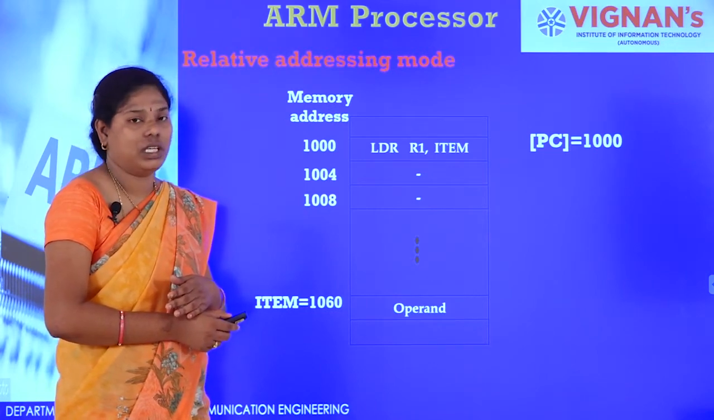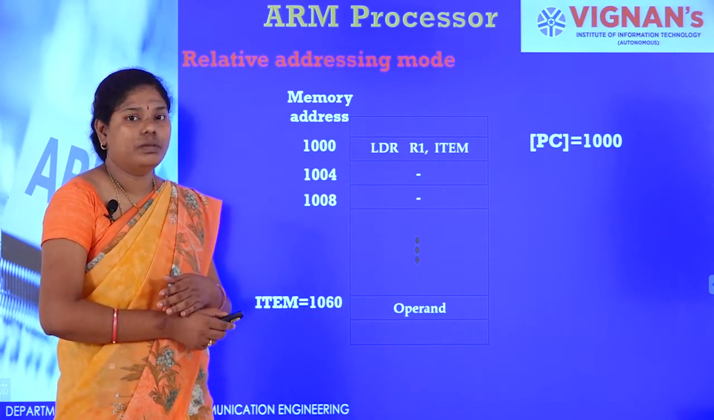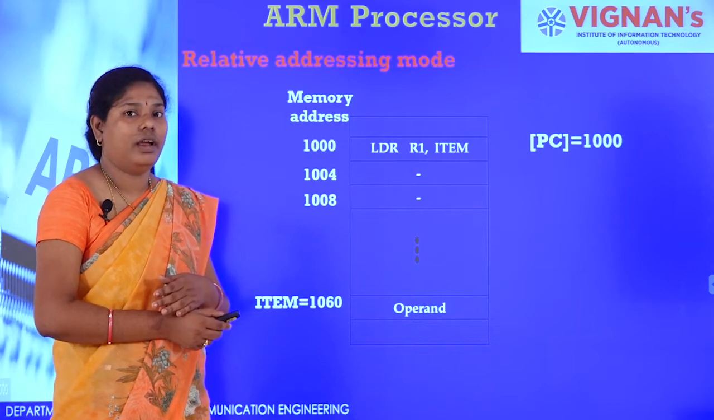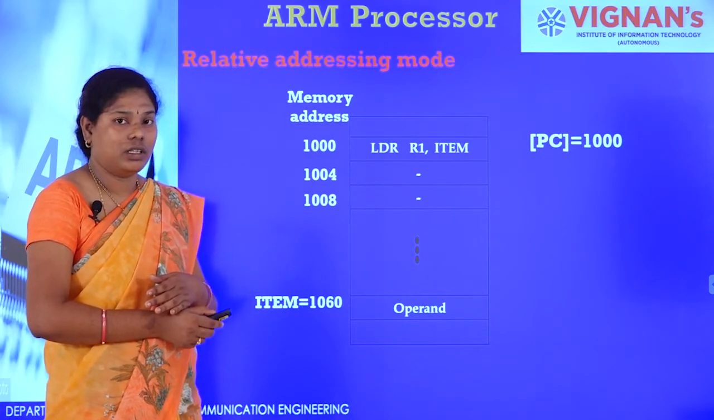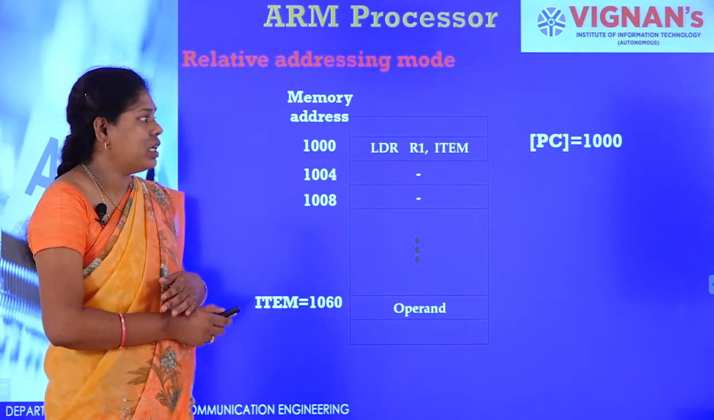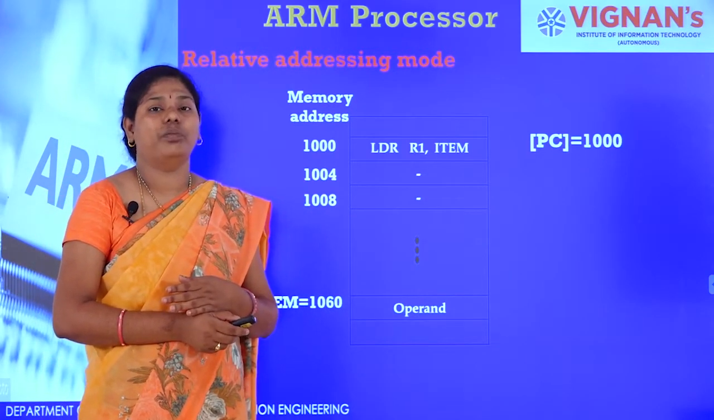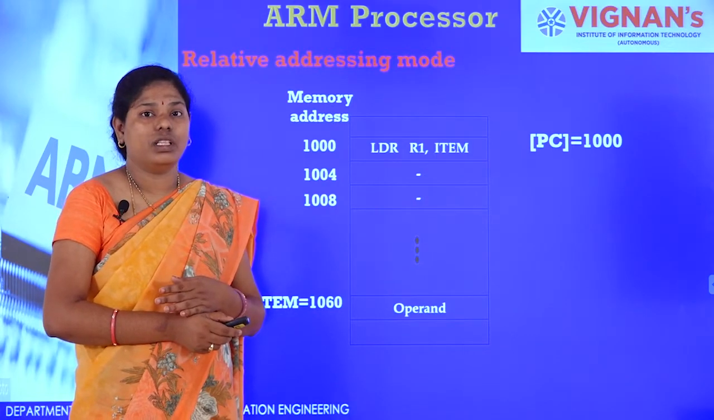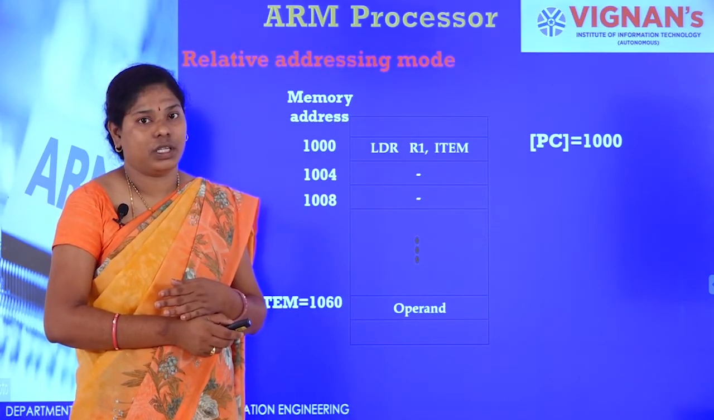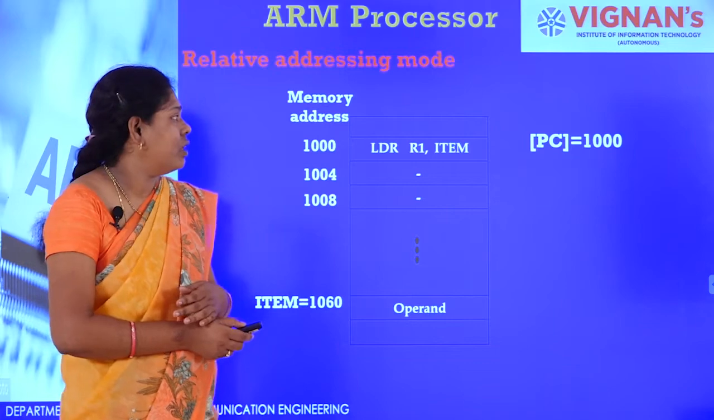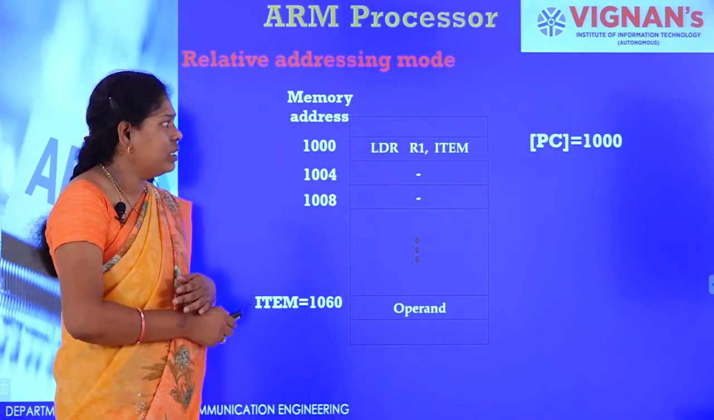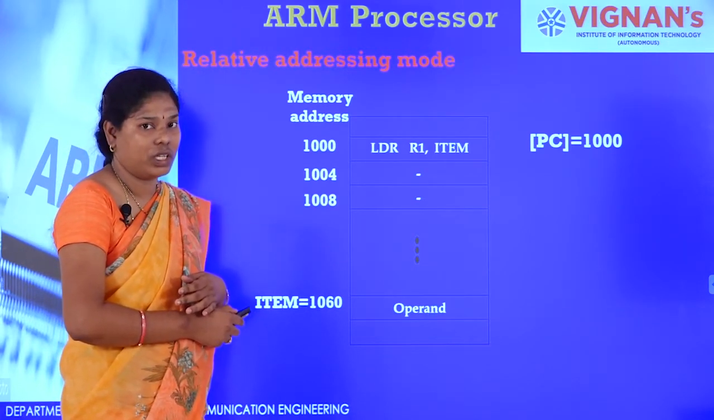So, the PC, the program counter, will be used as an offset register. Here the PC has two purposes. The main purpose of the program counter is that it points to the address of the instruction to be fetched. Okay. So, first of all the PC will point to 1000, the corresponding location.